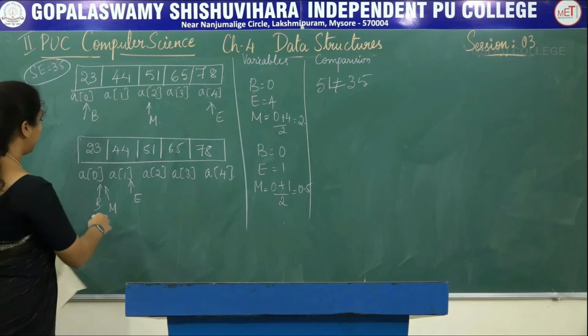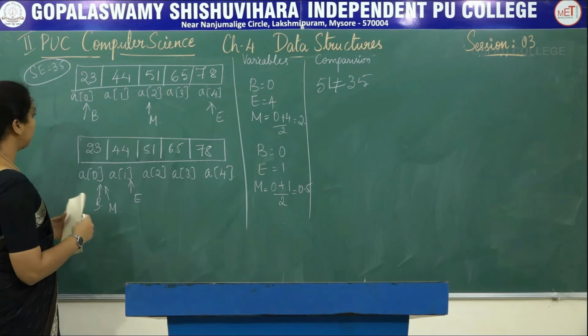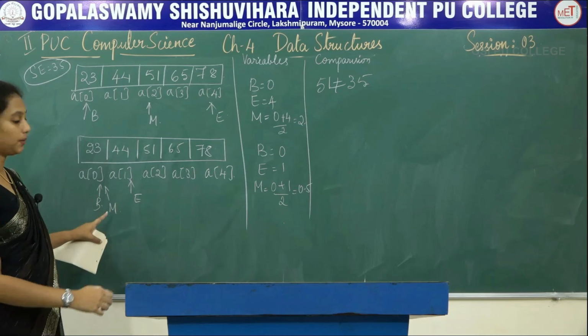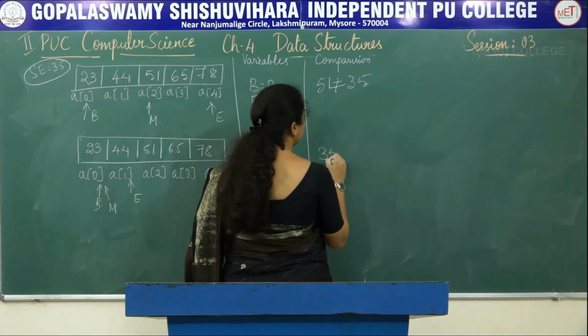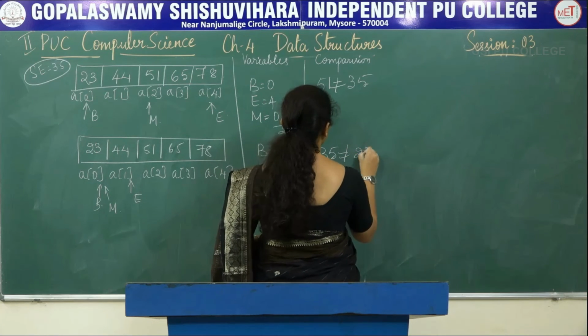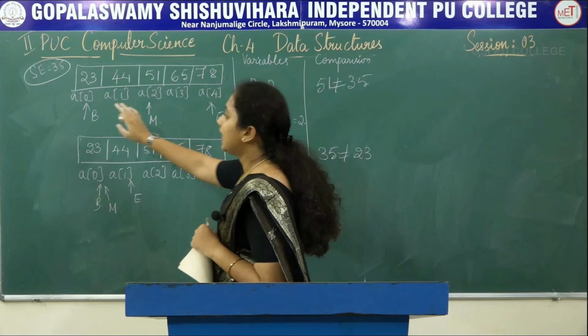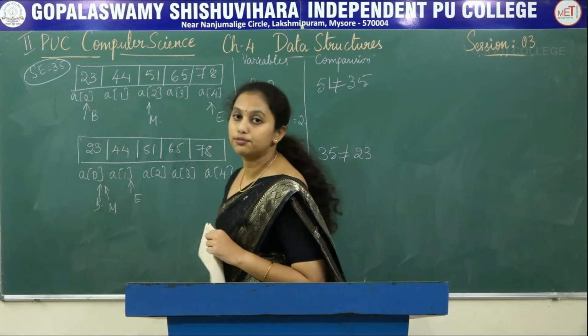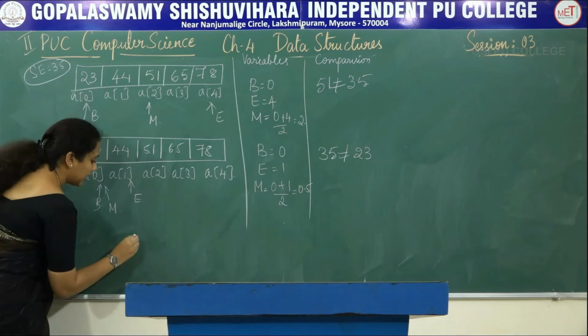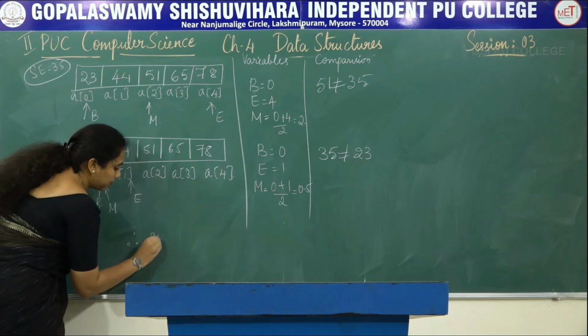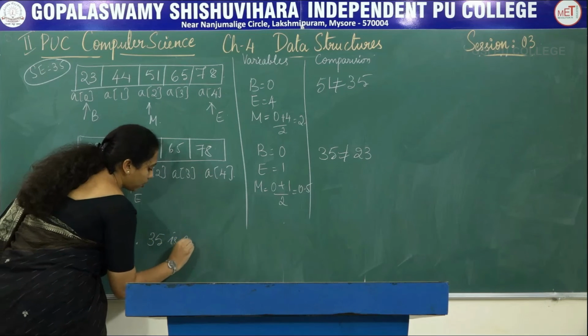Now I have to compare 35 with 23. So 35 does not equal 23. Hence this element 35 is not found. So 35 is not found.